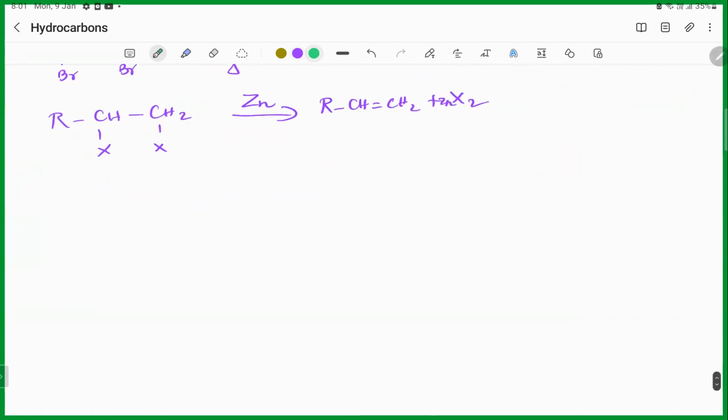So you tell me, what is the product you will get when 1,2-dibromopropane, CH3CHBrCH2Br, is treated with zinc? What is the product? Tell me what is the product you will get? Yes, just guess it.